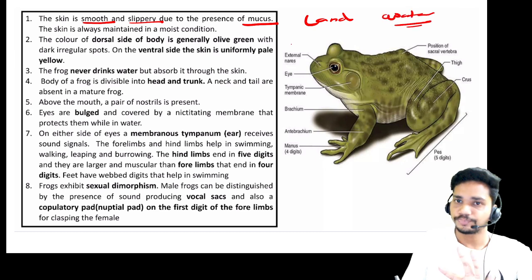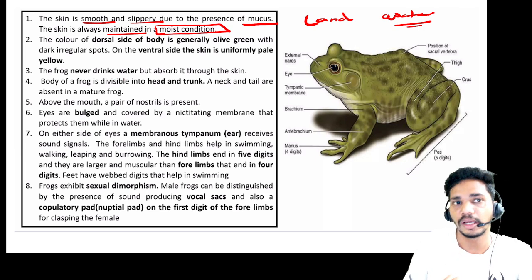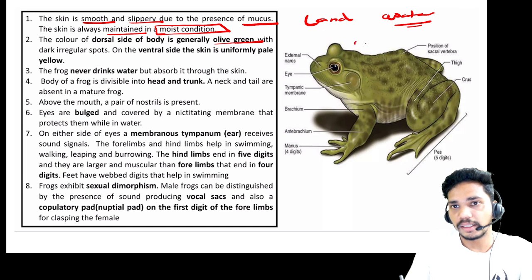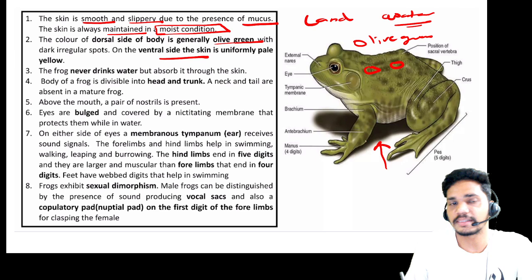The skin is always maintained in a moist condition. तो ये moist condition में maintain होनी ही चाहिए, right? The color of the dorsal side of the body is generally olive green. ये ऊपर का जो color है, that is olive green, with dark irregular spots, you can see the spots, right? On the ventral side, the skin is uniformly pale yellow. So from below, you can say pale yellow.